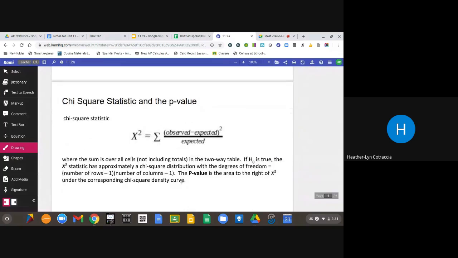And last but not least, the chi-squared statistic does not change from before. So it's the observed minus the expected squared over the expected, and then you add them all up. The only thing that does change, as I just said, is the degrees of freedom: number of rows minus 1 times the number of columns minus 1. Your p-value does not change from goodness of fit. Remember, it's only to the right. So it's always going to be your chi-squared CDF to 10,000 and then your degrees of freedom.